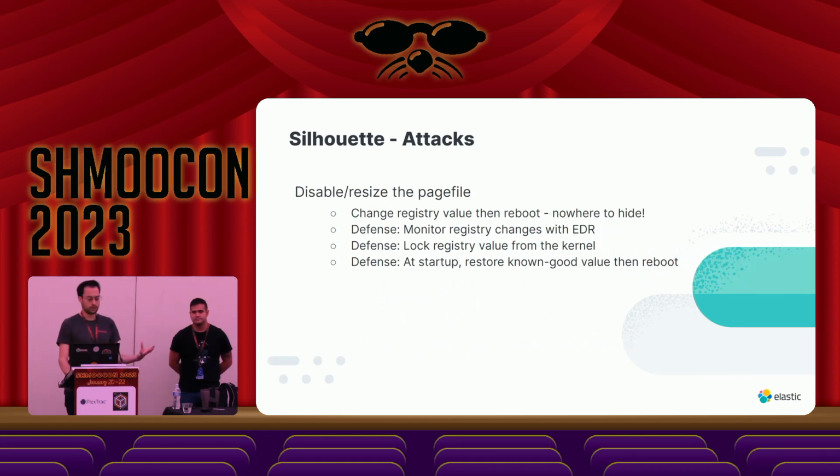Another attack is to disable, move, or dramatically shrink the page file, so the pages have nowhere to go. So it requires a registry modification and then a reboot. Potential mitigations include monitoring for such changes with your EDR, locking the registry value from the kernel, or, if the change is detected when the system starts up, reverting to a known good configuration and restarting the machine.